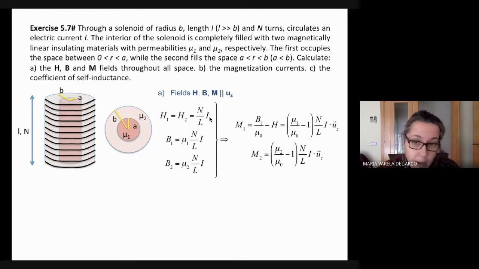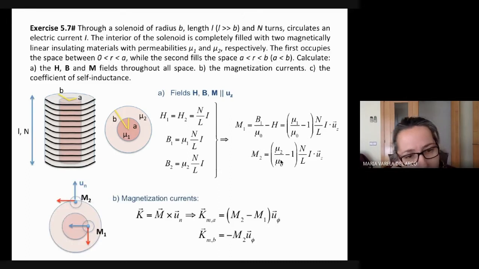Okay. And the B1 in this case will be mu 1 H, B2 will be mu 2 H, and they are both parallel to UZ, right? So these are just their moduli. And then the magnetizations in both materials are going to be different because they have different permeabilities. In material number 1, the magnetization will be B1 over mu naught minus H. In material number 2 will be B2 over mu naught minus H. So it's not difficult to arrive to these expressions for both magnetizations. They are similar, but for this mu 1 over mu naught and mu 2 over mu naught. Same thing. All right, then.